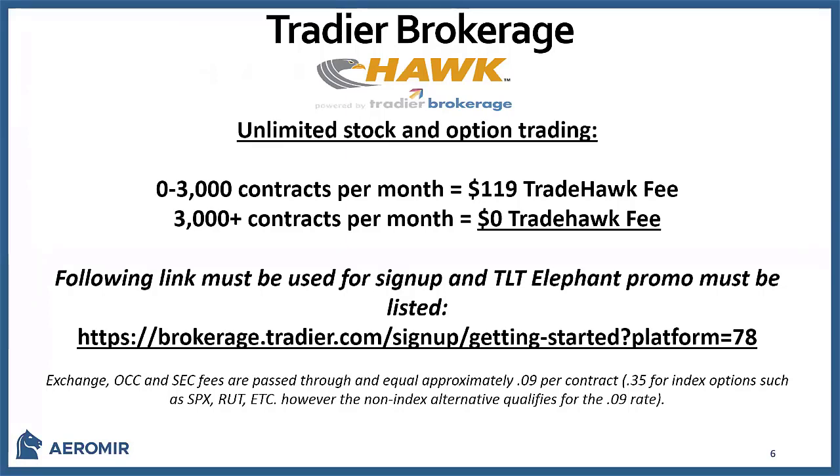Less than 3,000, the platform fee is $119 a month. They review the account each month to make sure that 3,000 is hit. If it is for that month, they rebate back the $119. The pass-through is 9 cents a contract for the non-index options. So TLT, it's 9 cents a contract. There are no commissions from Tradier. That is a pass-through rate of the SEC fees, OCC fees, and exchange fees. So that true fee charge is passed through from Tradier to the client. So we're paying 9 cents a contract, which is the bottom line to open and close.